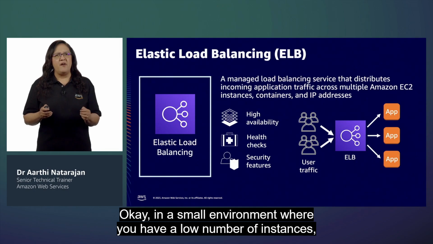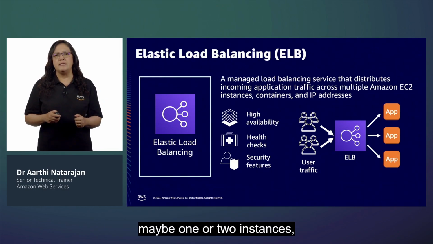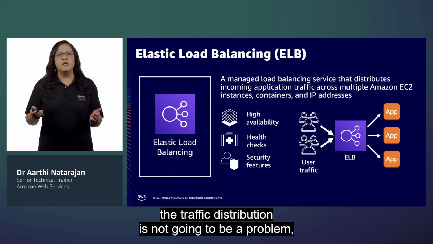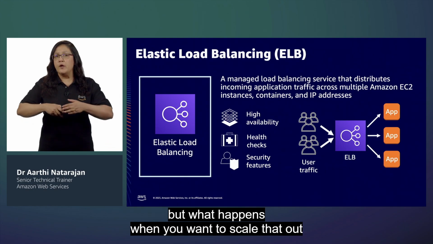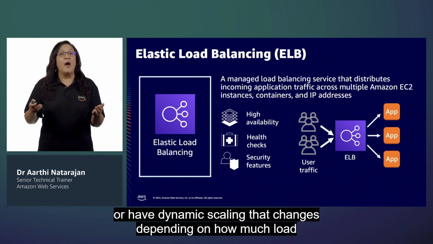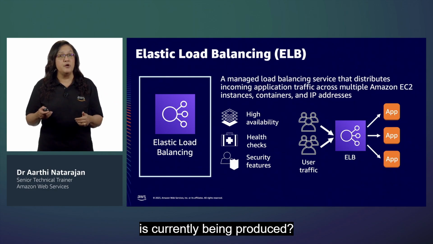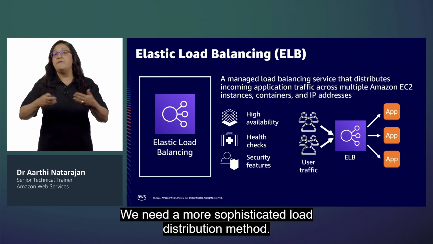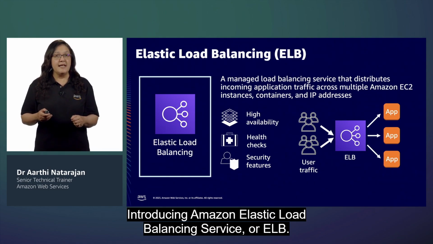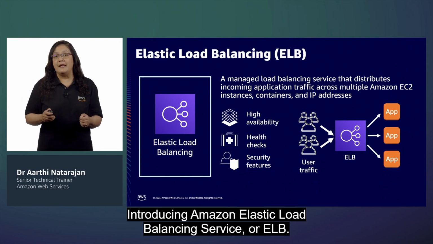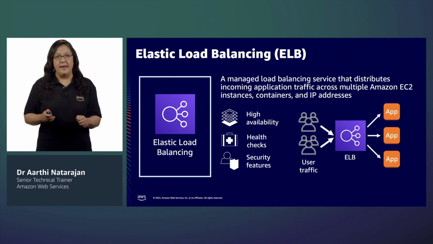In a small environment where you have a low number of instances, maybe 1 or 2 instances, the traffic distribution is not going to be a problem. But what happens when you want to scale that out or have dynamic scaling that changes depending on how much load is currently being produced? We need a more sophisticated load distribution method. Introducing Amazon Elastic Load Balancing Service, or ELB.